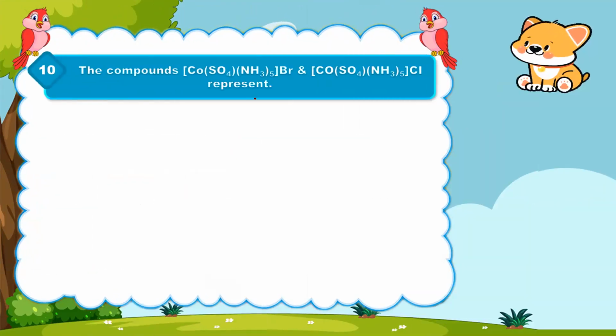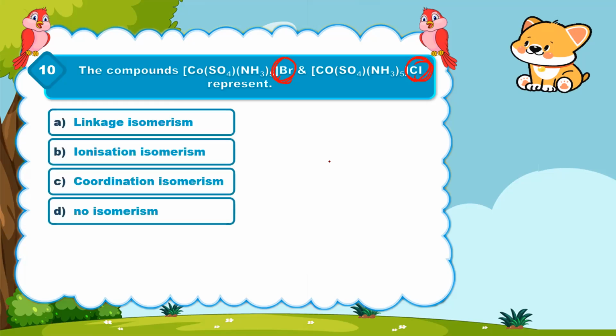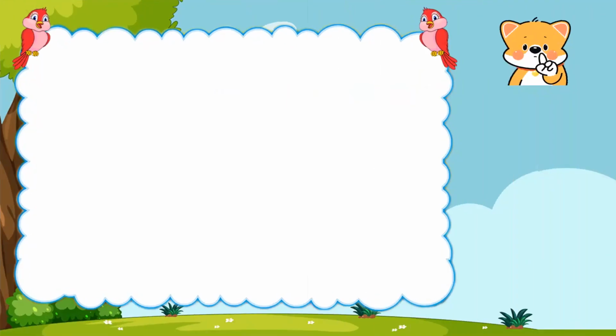And now see the next question, what type of isomerism it is. If you dissolve this particular complex in water, it produces Br minus and it produces Cl minus. So it is producing two different ions. That's why it is an example of ionization isomerism. What type of isomerism? Ionization isomerism, because the ions produced are different. That's why it is an example of ionization isomerism.